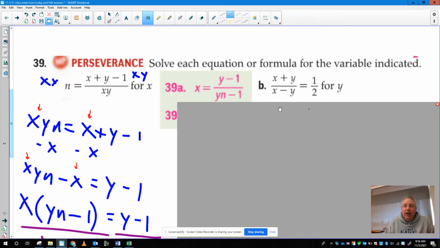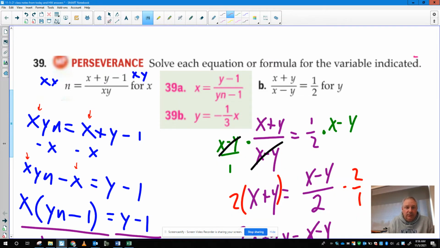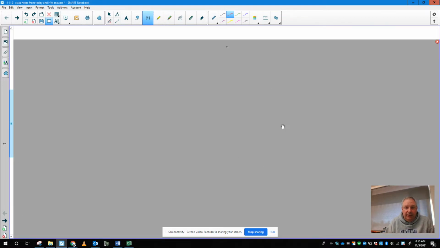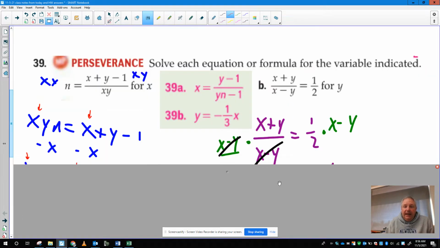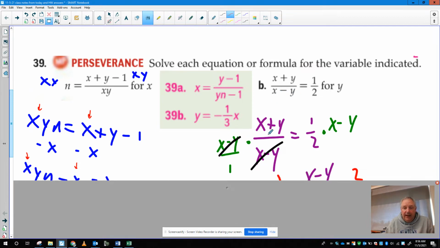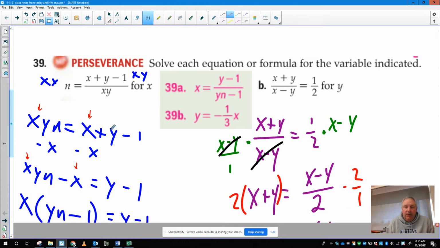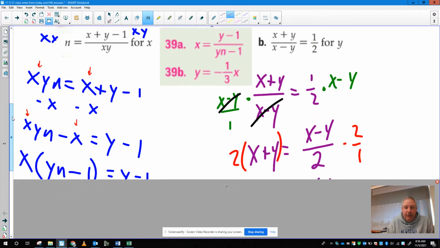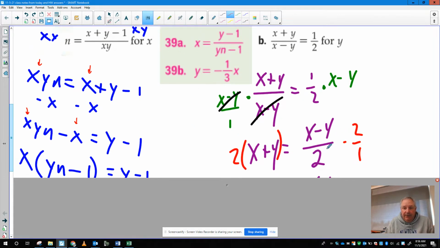As you can see here, for part B, let me show that one line at a time here. So for part B, again, I want to get the x out from the denominator. So I'm going to multiply both sides by the quantity of x minus y. I'm going to multiply both sides by 2 to get rid of the fraction here.